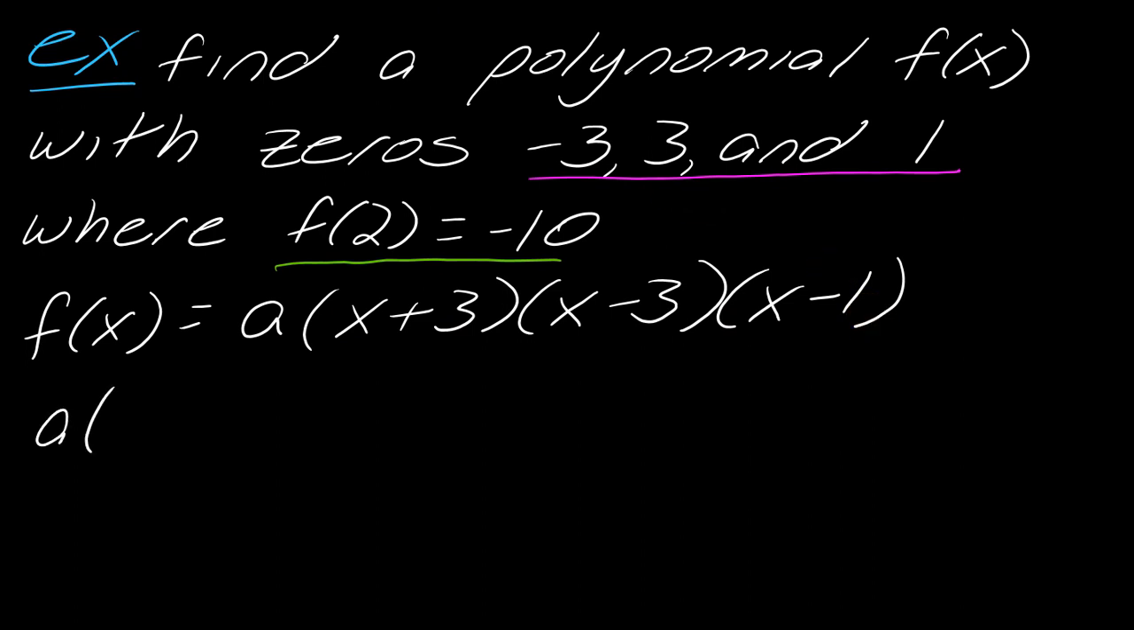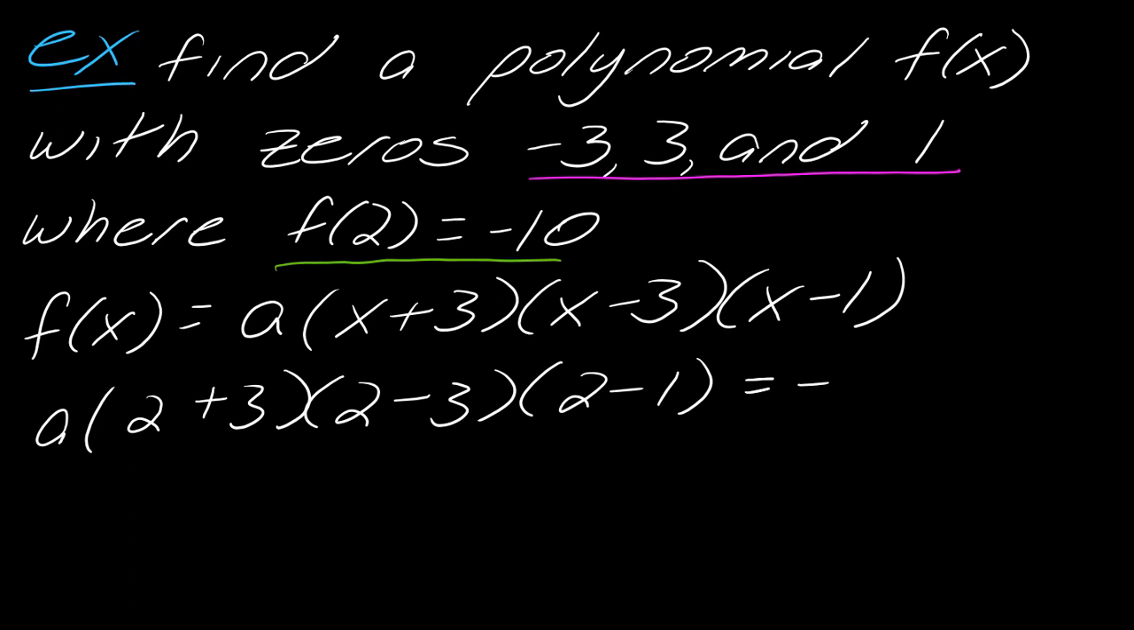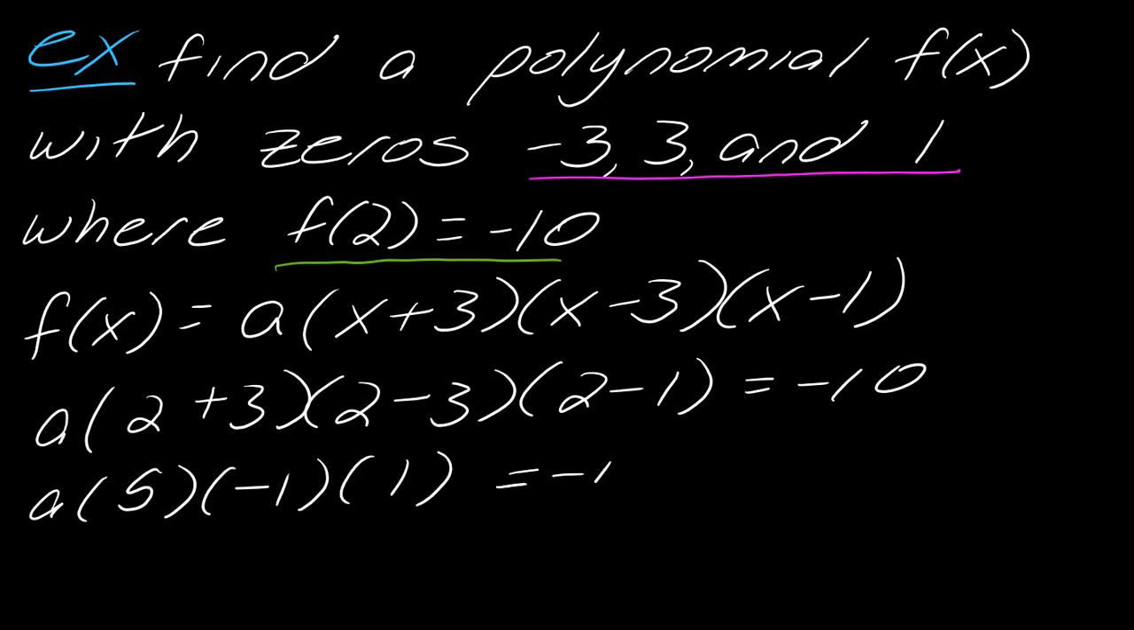So let me do that. I'm going to take a times 2 plus 3, 2 minus 3, 2 minus 1. This is all going to equal -10. Okay, so let's sort this out. This becomes 5 times -1 times 1, so this equals -10. So what I get is that -5a equals -10, and if I divide both sides by -5, I get that a equals 2.